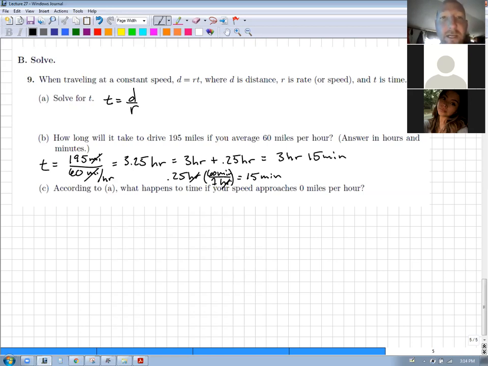All right, according to a, what happens to time if your speed approaches 0? Well, if this goes to 0, then this whole thing goes to infinity. So t goes to infinity as r goes to 0. Might also write that as the limit as r goes to 0 of t is infinity. That's how they would write that in calculus class.